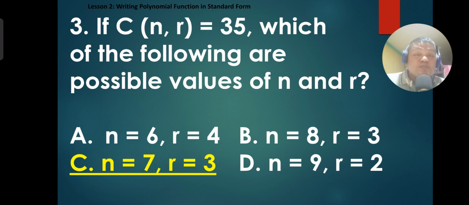When you are going to substitute the value of n is equal to 7 and r is equal to 3 to our formula, the answer is 35.